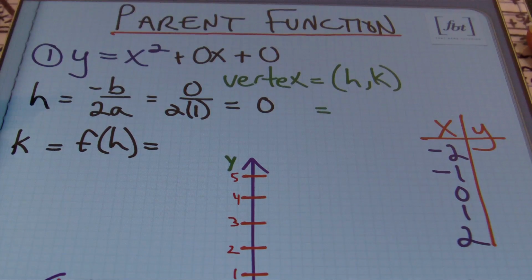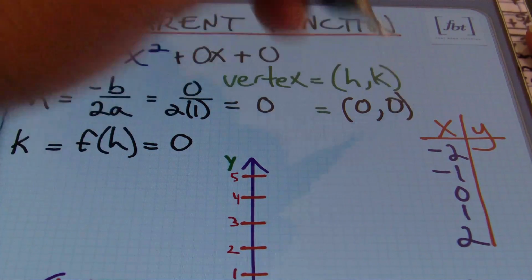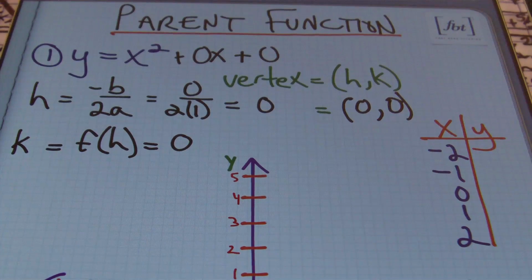Then in order to find out the k value of the vertex, all I have to do is plug in 0 into the original equation, and 0 squared is still going to be 0. So that means that I have an h value of 0, a k value of 0, to tell me that my vertex is 0, 0, aka the origin. All right, so that's good to know.